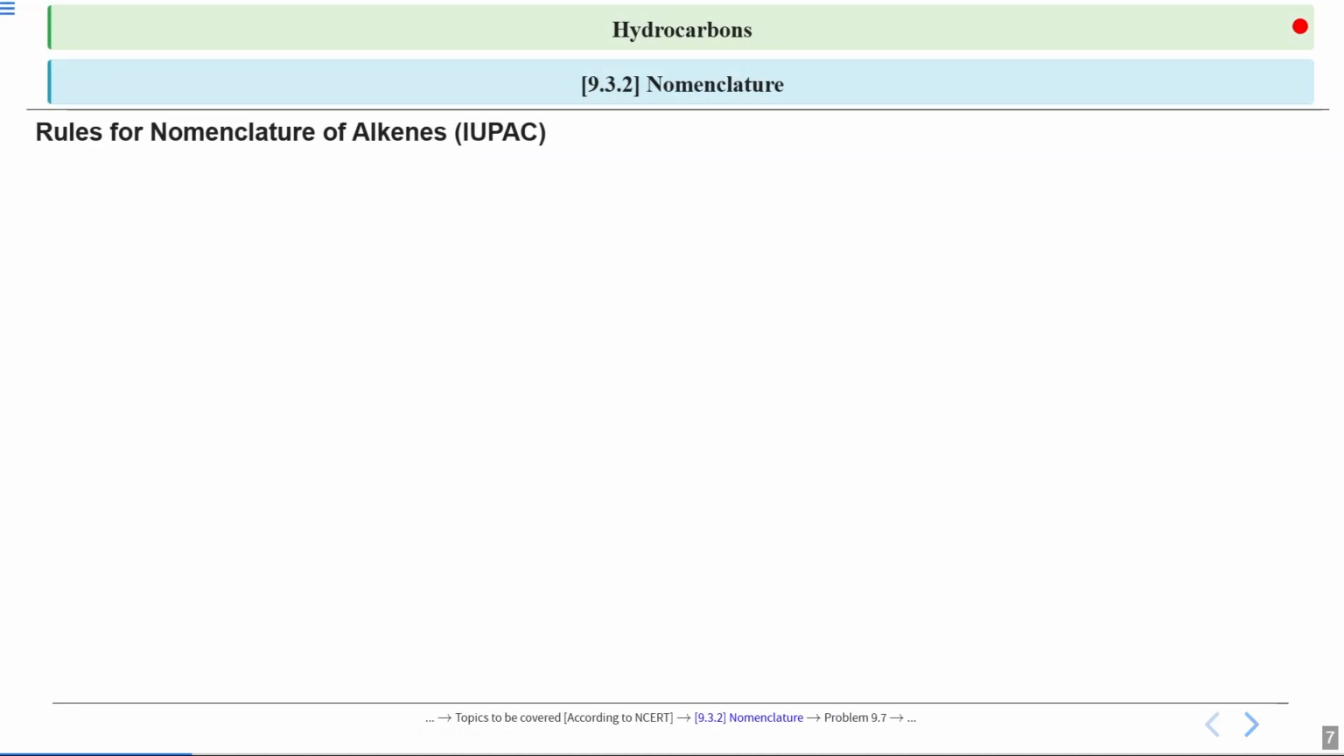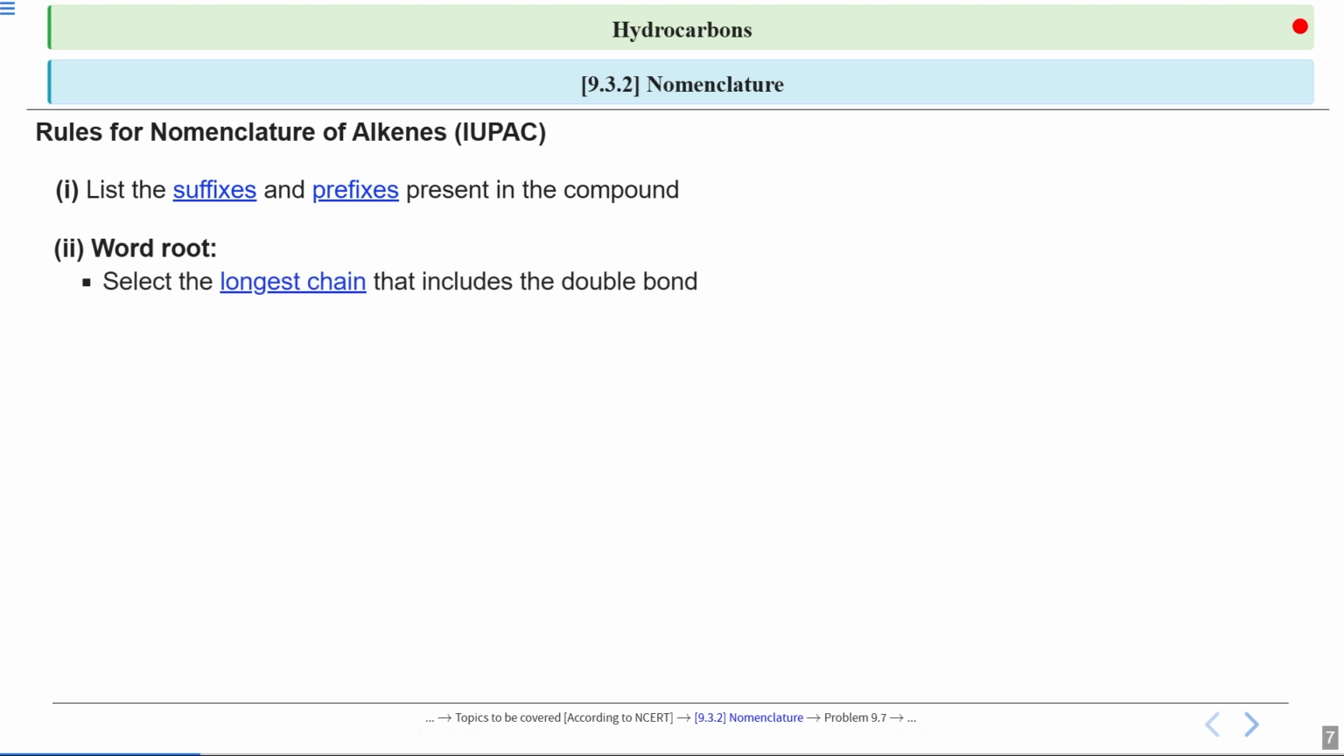Now let us talk about the rules for nomenclature of alkenes one by one. So first of all, we will list the suffixes and prefixes which are present in the compound. Then we will decide the word root. So how is the word root derived? Word root is derived from the longest chain that is possible in your given hydrocarbon.